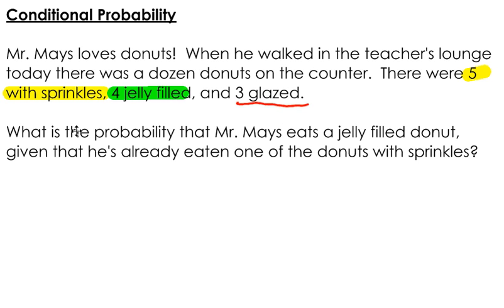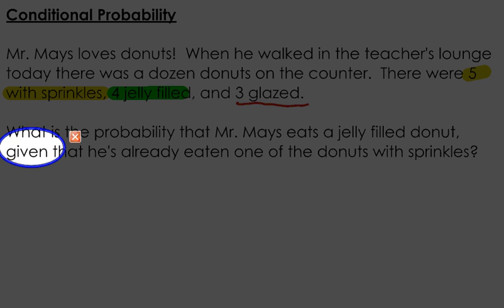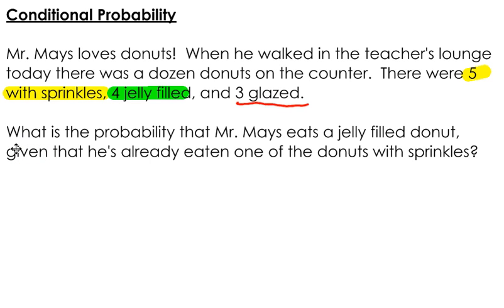Now, what is the probability that Mr. Mays eats a jelly-filled donut given that he's already eaten one of the donuts with sprinkles? Well, this word given right here tips me off and tells me this is conditional probability. That one word, given, means that since this has already happened, what is the probability that I eat a jelly-filled donut? So if I write this out in proper notation, it would look something like this.